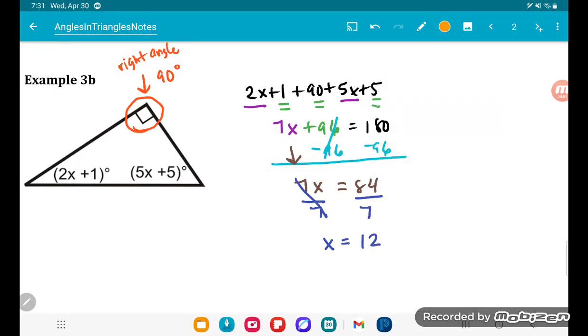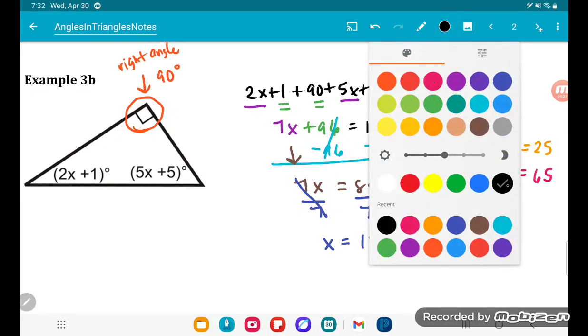One final step is to substitute. Once we substitute, we'll know what the missing angle measures are. So 2 times 12 plus 1 is the first one. 2 times 12 is 24. If you add 1, then it gives you 25. The second one is 5 times 12 plus 5. 5 times 12 is 60. You add 5 to it, you get 65.